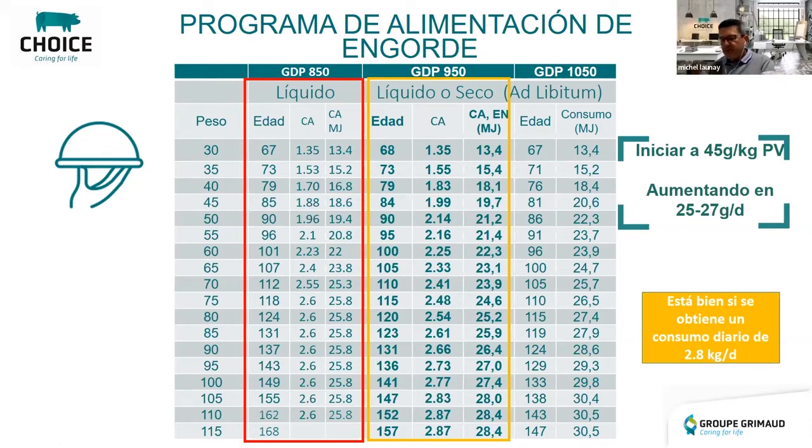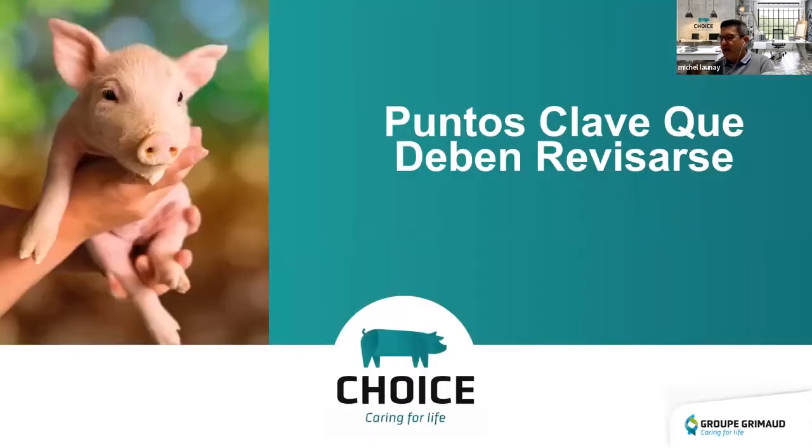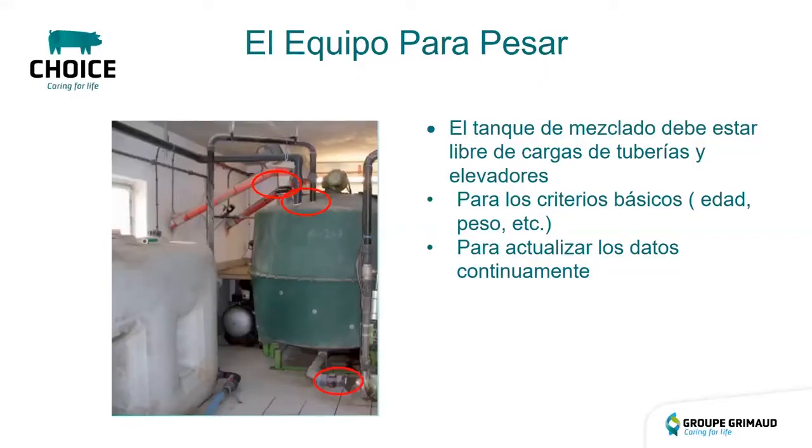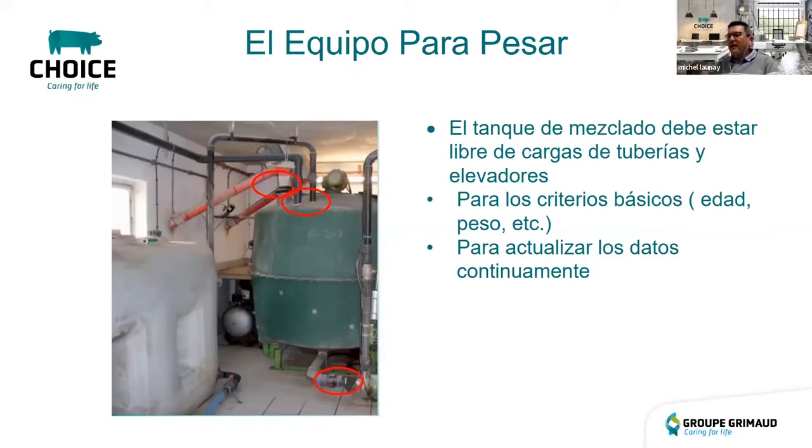So we have seen the main points you have to input and record on the software of the device. So now we are going on to the main points you have to check to ensure good management of the device. The first thing which is quite important in the liquid feeding mixer is the weighing device.